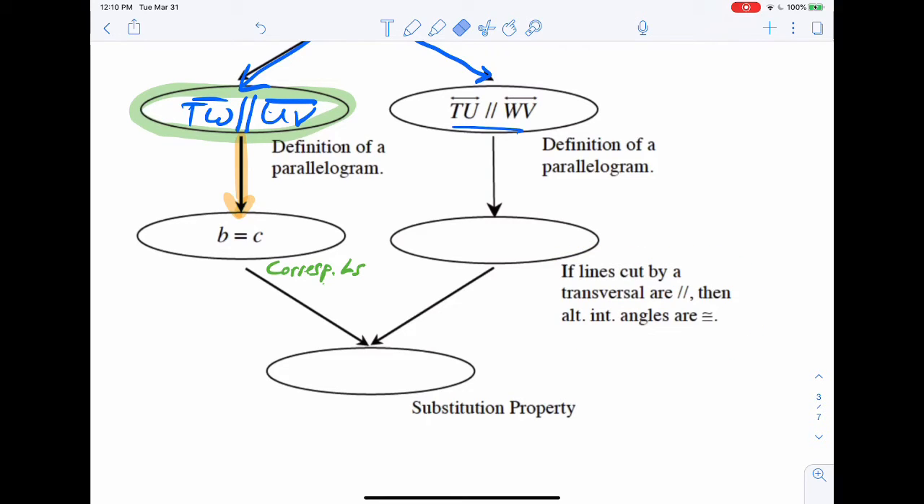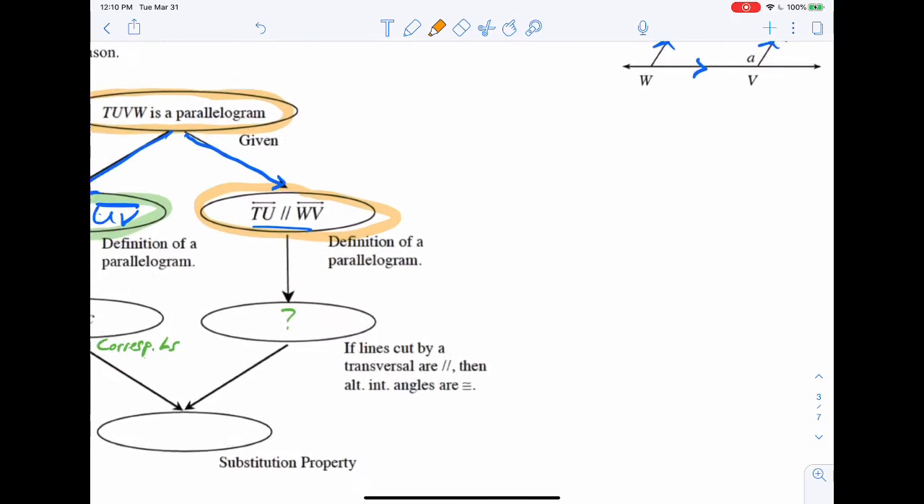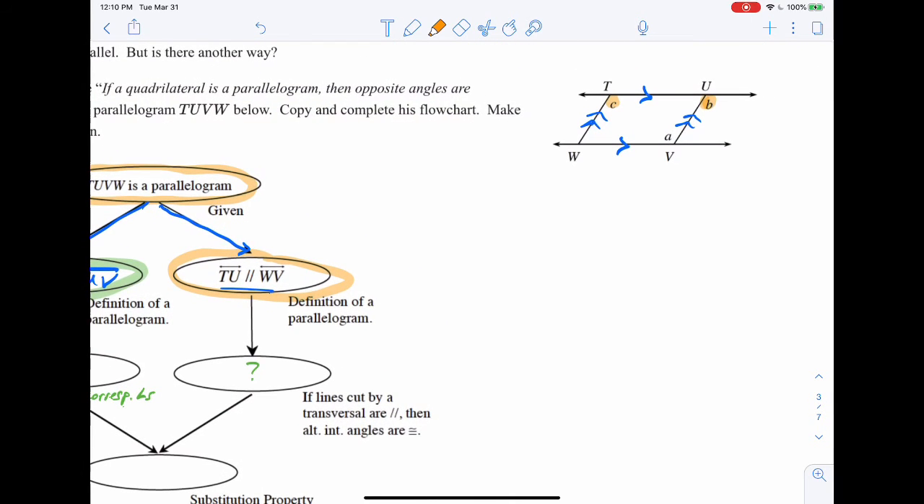Now, what do you think goes in this bubble? If TU is parallel to WV, then which alternate interior angles are congruent? You can see this transversal here, and those are our alternate interior angles. So here we are going to say A equals B.